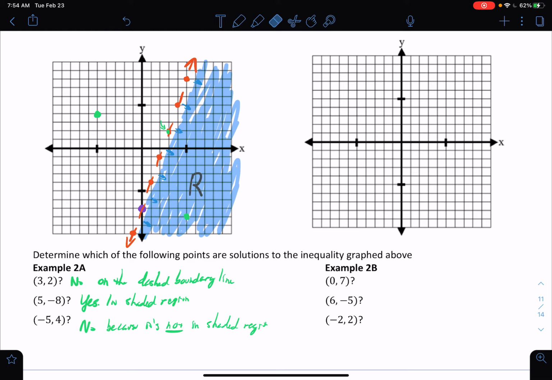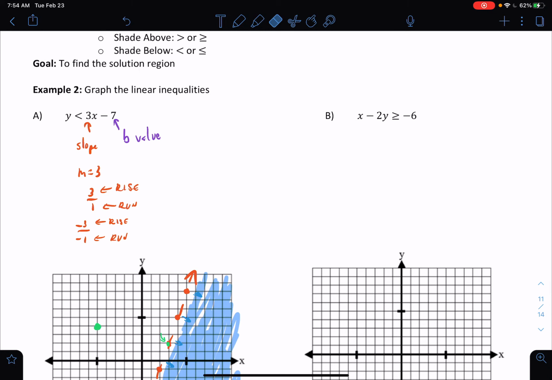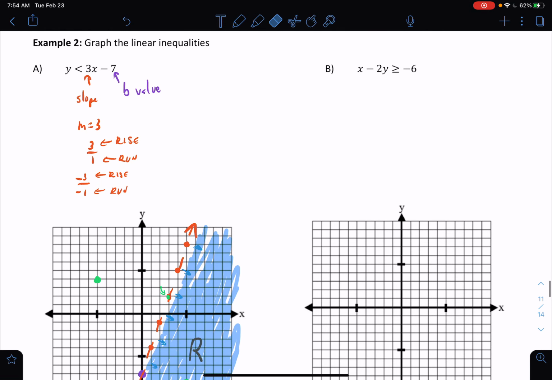Okay, we could also take those numbers and plug them into the inequality and see if what we're left with is a true statement. That's what we started this video by doing. Okay, so that's also a possibility. All right, what about the next one? Notice, x minus 2y is greater than or equal to negative 6. This is not in slope-intercept form.